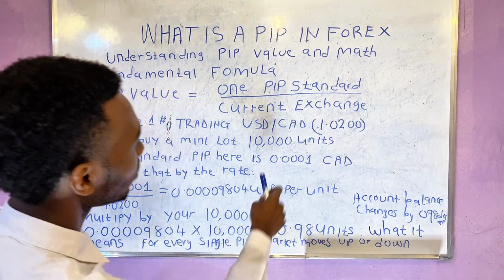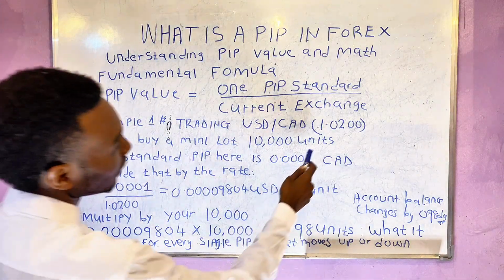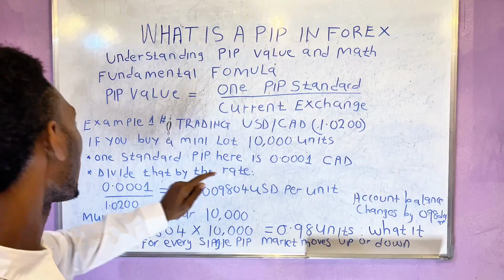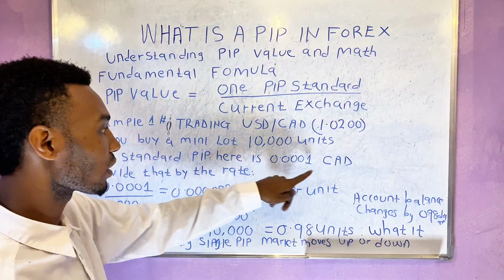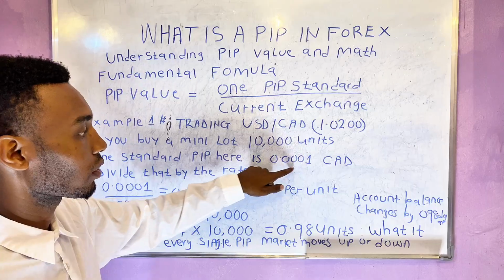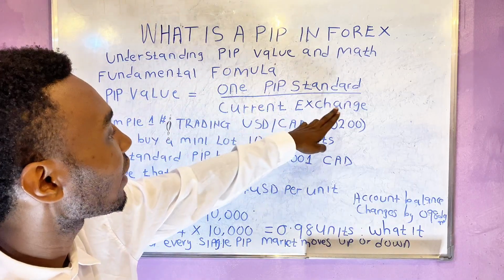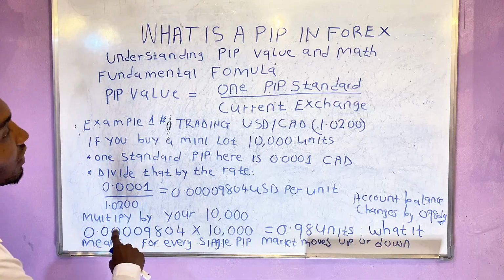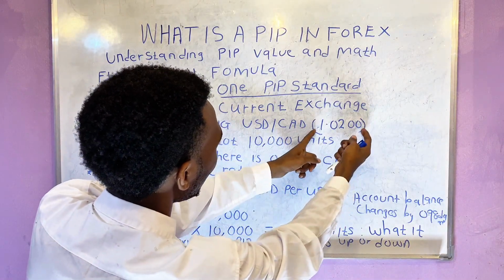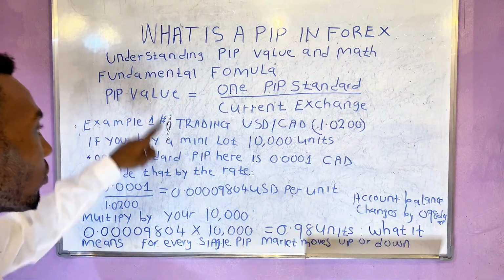This is 0.01. If one standard pip here is 0.01, that is the pip standard. Now 1 pip standard is divided by the current exchange rate, this rate of the currency. Now that is the pip value.